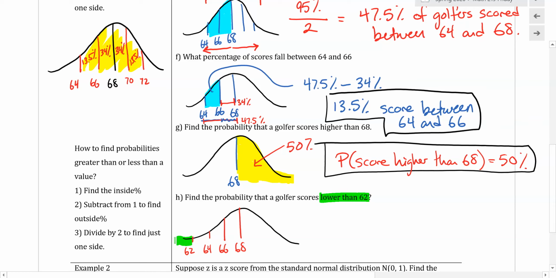Okay. Well, think back to the empirical rule. If I go 3 standard deviations left and right, so 3 left, 3 right, this whole area here, according to the empirical rule, is 99.7%, because I went 3 standard deviations left and right.